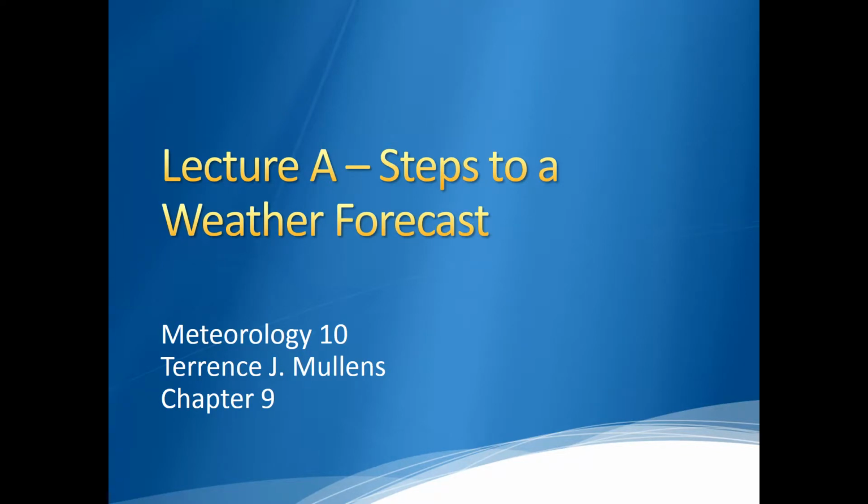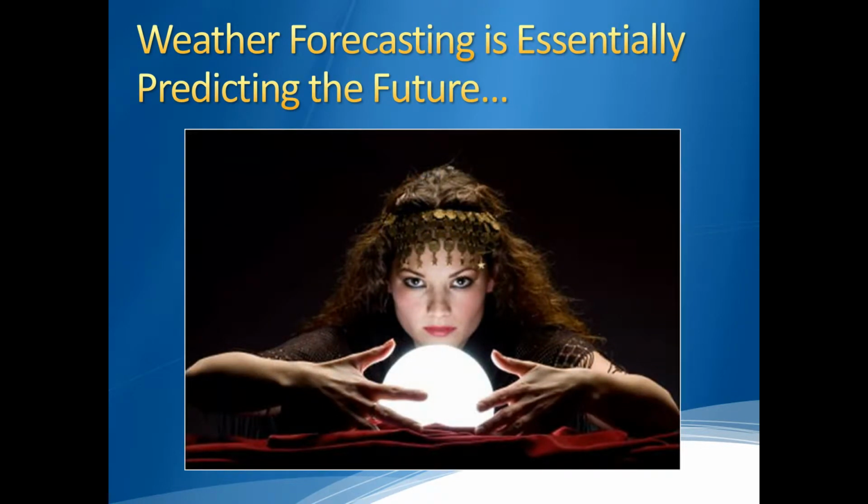And let's do it. Before we even begin, I should stress that weather forecasting is very much predicting the future. Very similar to how you have a fortune teller looking over a crystal ball and trying to predict your future, trying to say, okay, this is going to happen in the future and this is going to happen. Weather forecasting is essentially that. In a very real sense, we are trying to look at how weather conditions are going to change in the future. Now, how do we do that? What is our crystal ball?